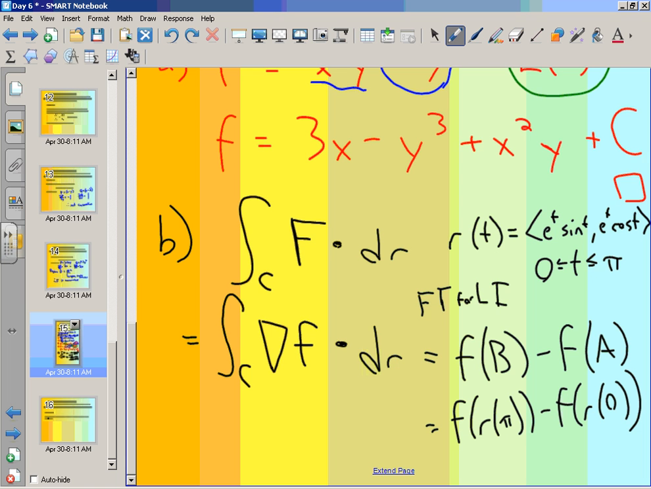And so we don't have to worry about doing this crazy, nasty line integral. All we have to do is a little bit of algebra with our function. Okay, so what would r of pi be? I think it would be 0, e to the pi? Or it'll be negative e to the pi, 1, because sine of pi is 0 and cosine of pi is negative 1.